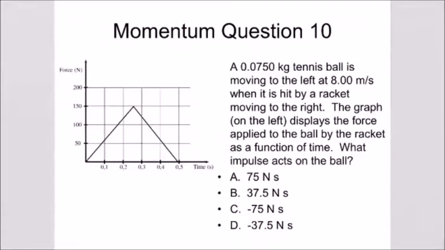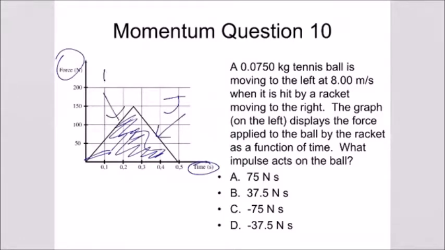All right, so here's problem 10. So this time we have a tennis ball, 0.0750 kilograms, moving to the left at 8 meters per second. It's hit by a racket, which is moving toward the right. The graph on the left displays the force applied to the ball by the racket as a function of time. What impulse acts on the ball? So this is a force-time graph. We know that the area under this curve is equal to impulse, or change in momentum. So we just need to find the area under the curve.